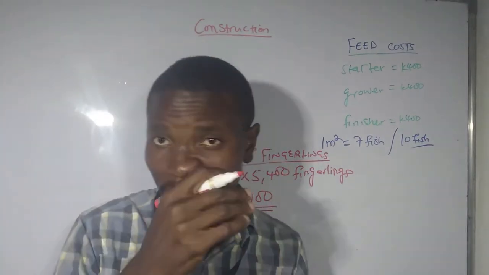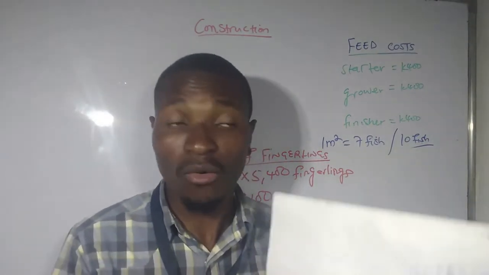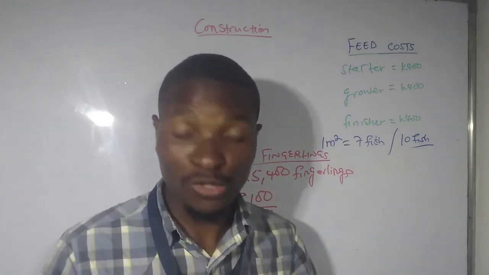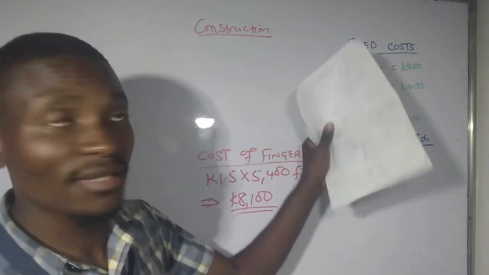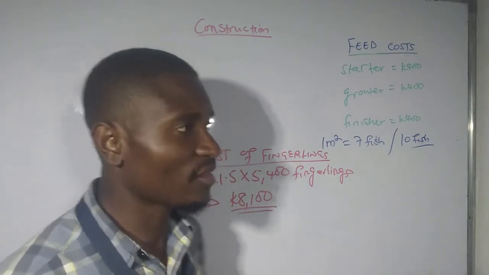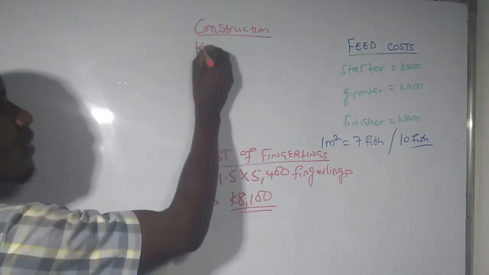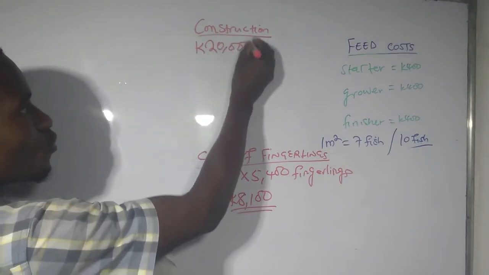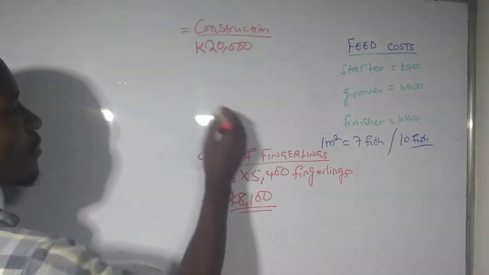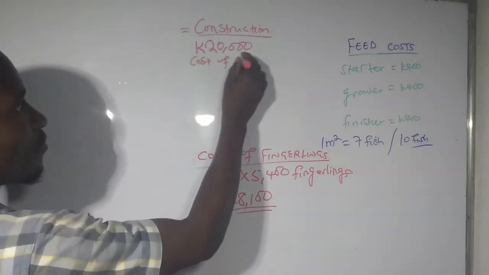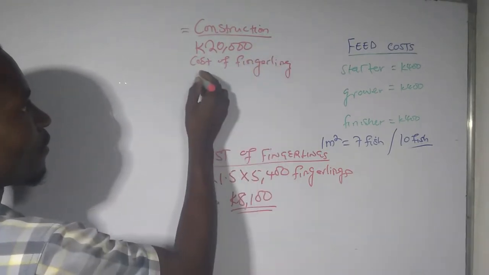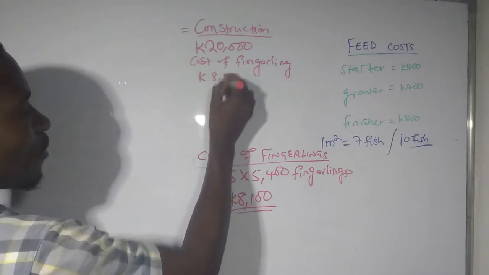Now, let's assume that you are constructing this pond, because you can also just construct what we call an earthen pond, but let us just say you are constructing this pond. I'm going to assume that everything for construction is amounting to 20,000. Okay, and then the cost of the fingerlings, which is 8,100.